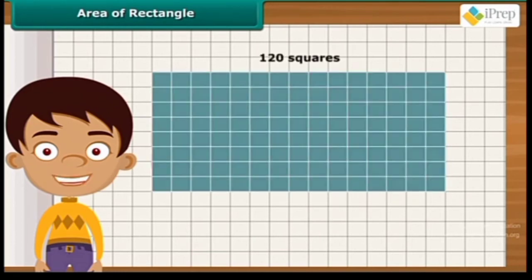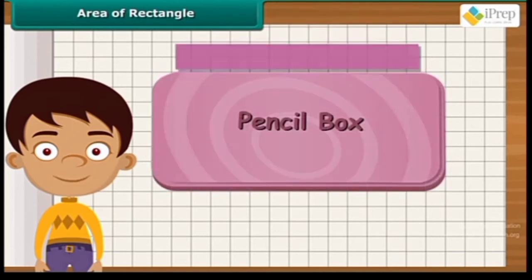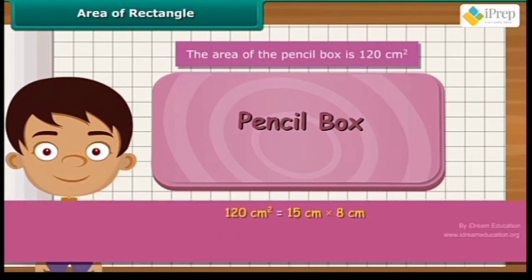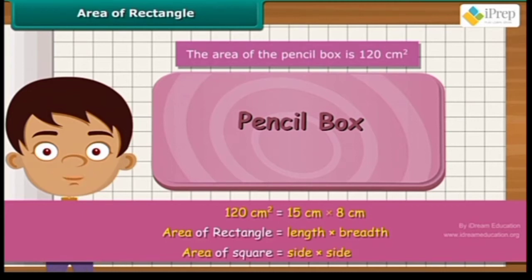Altogether, 120 squares have been arranged on the squared paper. It means the area of the pencil box is 120 centimeters square, which is 15 centimeters multiplied by 8 centimeters. So we can generalize that the area of any rectangle is obtained by multiplying its length and breadth. Since a square is a rectangle whose length and breadth are equal, the area of a square is obtained by multiplying its side and side.